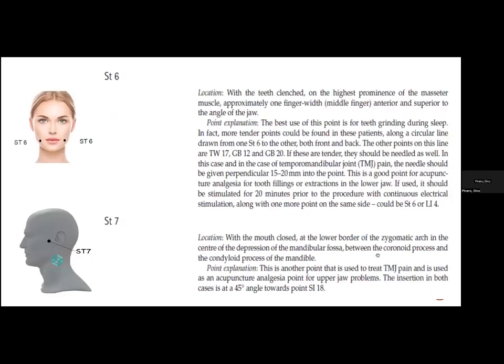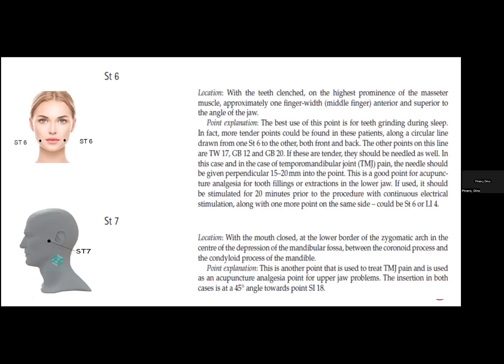Next, we have the stomach 6. Ang location with teeth clench on the highest prominence of the masseter muscle, approximately 1 finger breadth, yung middle finger, anterior and superior to the angle of the jaw. So, ito po ay bite natin yung patient and yung higher prominence po nung dito sa may jaw, yun po yung stomach 6. Sa point explanation, the best use of this point is for teeth grinding during sleep. So may mga pasyente na nag-teeth grinding habang natutulog. Ito maganda po itong point.